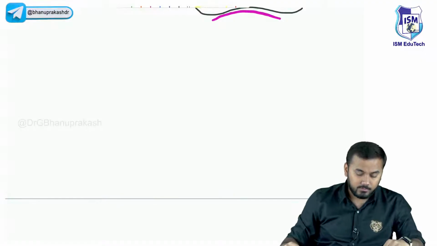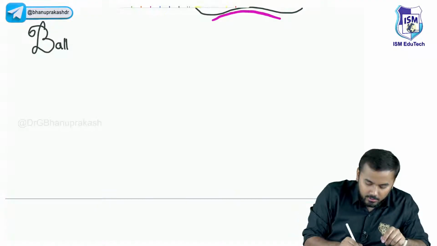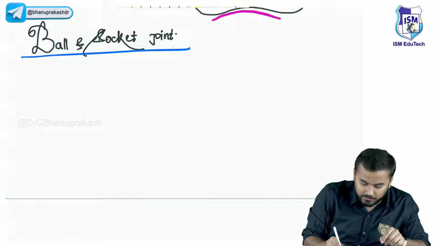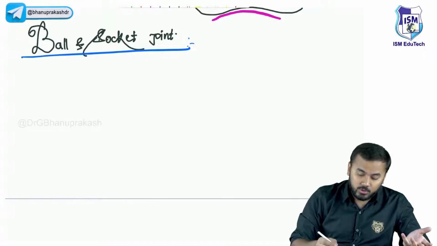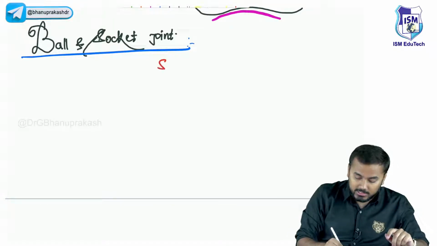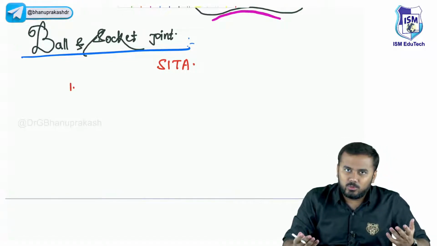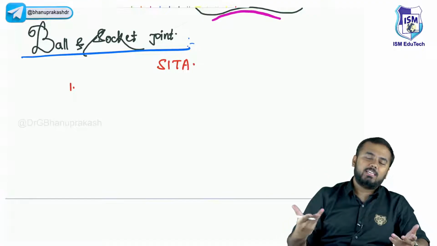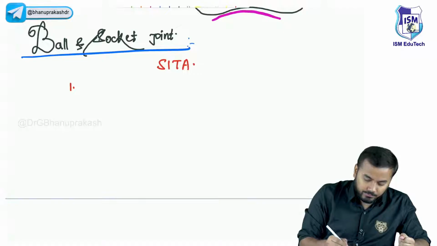Now the last group we will discuss is the ball and socket joint. Now, how do you remember ball and socket joints? You can remember by a mnemonic called SITA. S stands for, most of you, I know you don't even need a mnemonic like this because you know very well the examples of ball and socket joint. S stands for shoulder joint. Shoulder joint is a ball and socket joint.